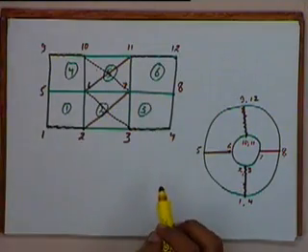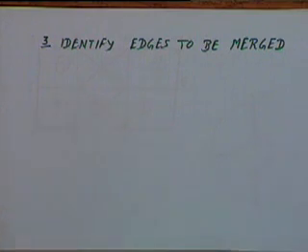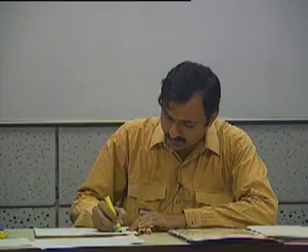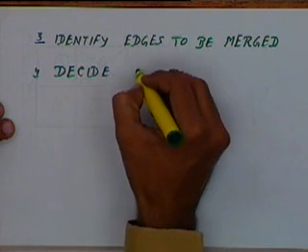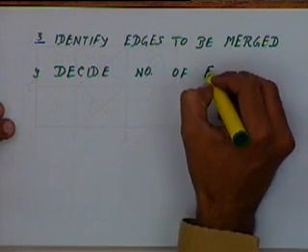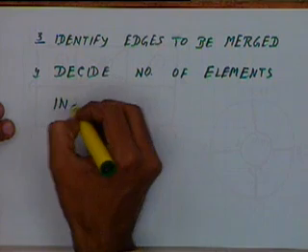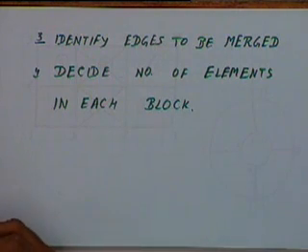So after this stage, after we have identified the edges to be merged, the next step is to decide the number of elements in each block, or to decide the mesh density. So let's take the simple example that we had earlier.